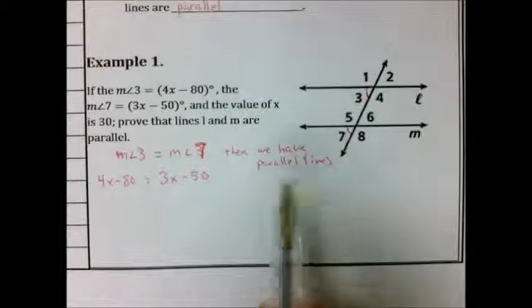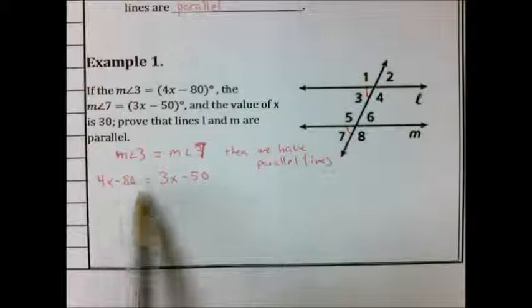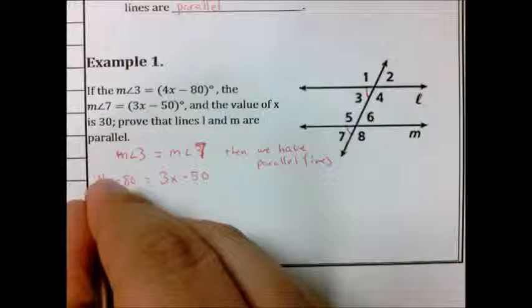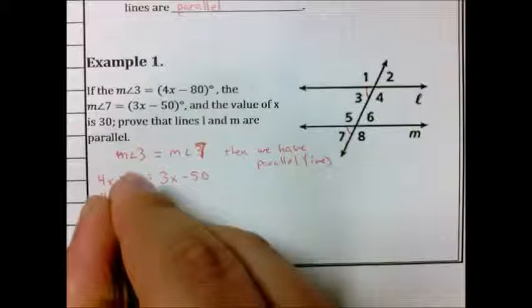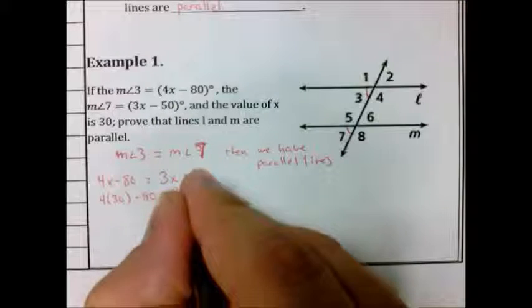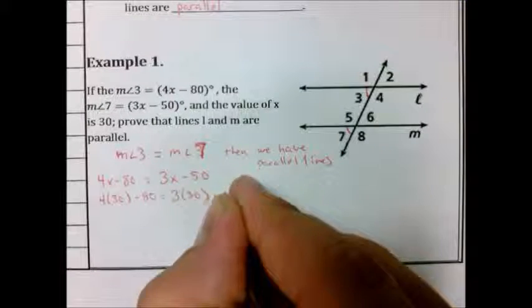Now the nice thing is they already told us the value of x. If we were to solve this, we would get x equals 30. So they already told us the value of x is 30. So we're just going to plug in 30 to both sides, wherever x is: 4 times 30 minus 80 equals 3 times 30 minus 50.